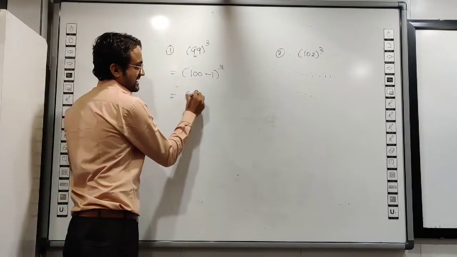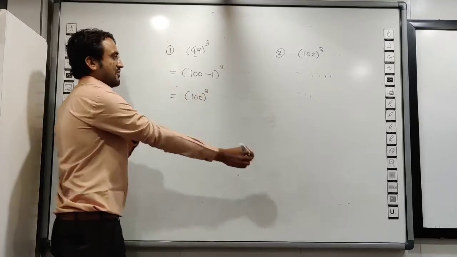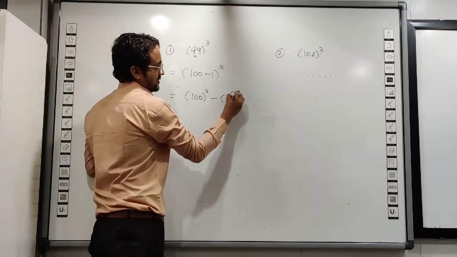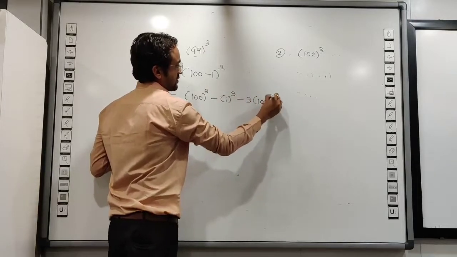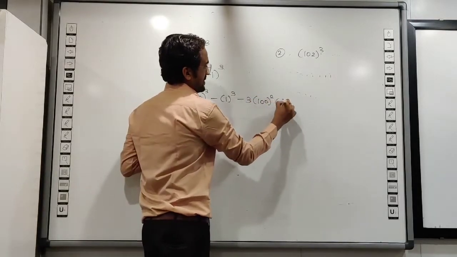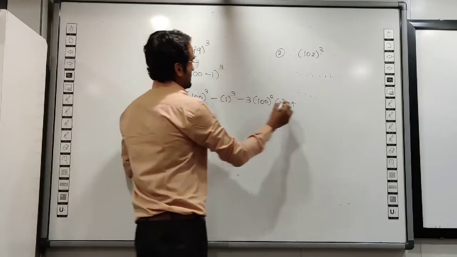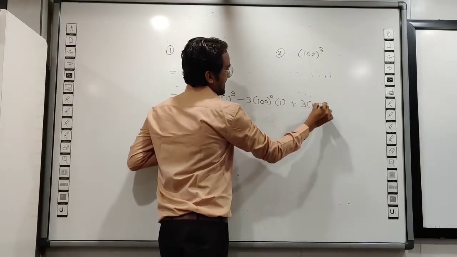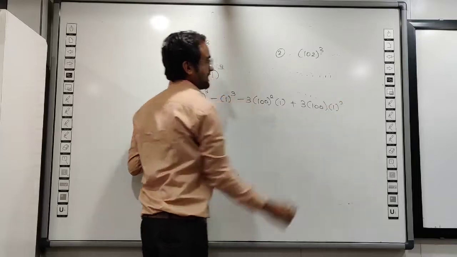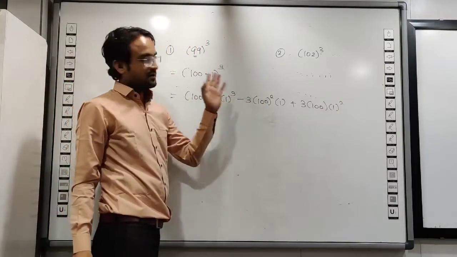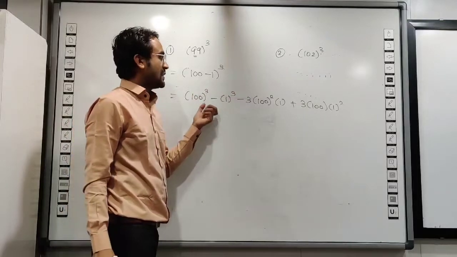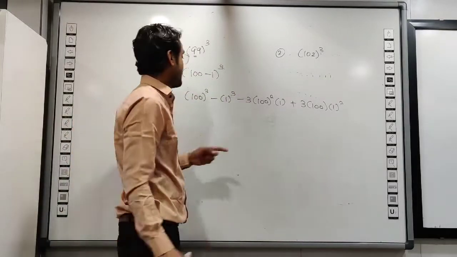X cube means 100 cube. Y cube means 1 cube. Minus 3 x square means 100 square. Y means 1. Next plus 3 x y square. Right? For answering like this, you need to understand the identity.